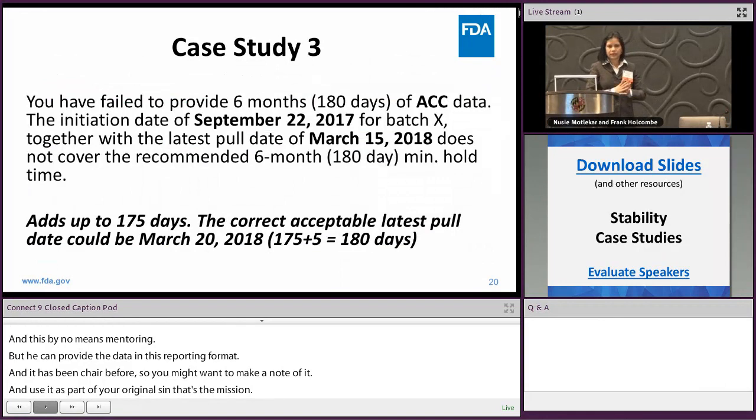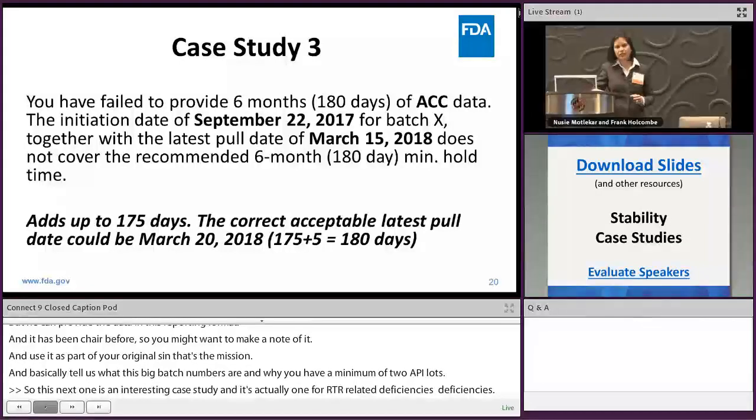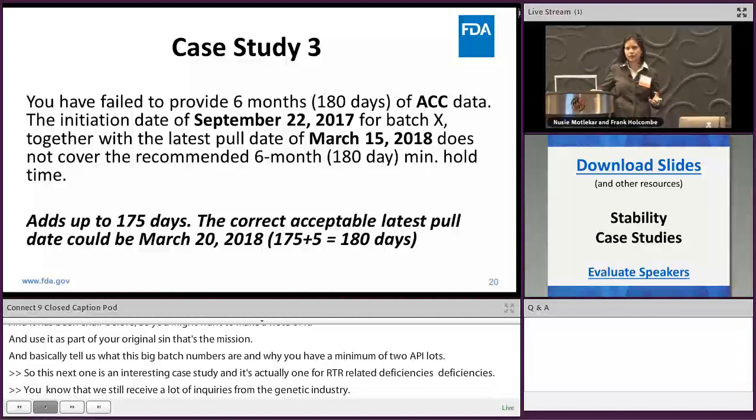So this next one is an interesting case study and is actually one of the top reasons for RTR related to stability deficiencies. Now, you know that we still receive a lot of inquiries from the generic industry. And the question to us is, would you accept 24 weeks worth of stability data for 6 months? And you guys know the answer to that, right?